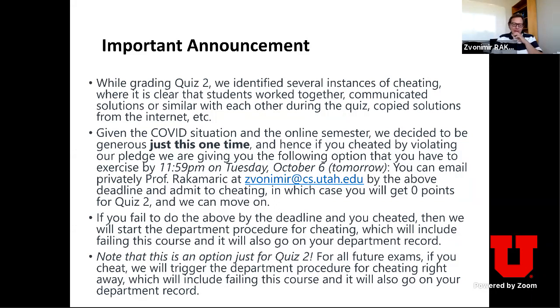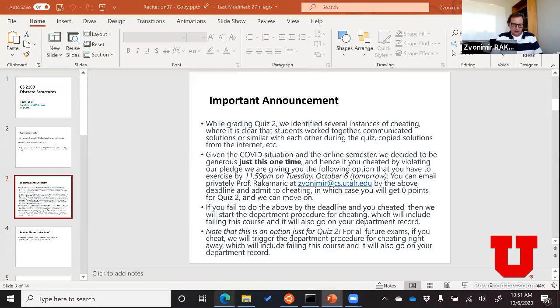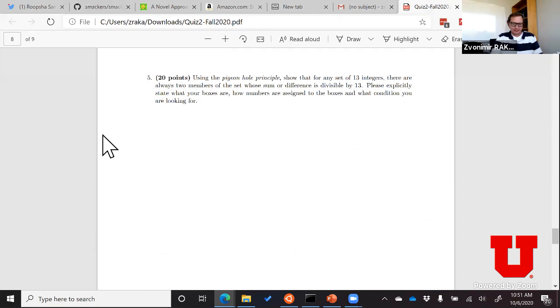And now, let me quickly cover this pigeonhole principle problem. So let me switch quickly to the quiz. Okay, so the problem was, and this probably was, I would say, the hardest problem in the quiz. If you didn't solve this, it is one of the hardest problems in addition to, I would say, proof by induction.